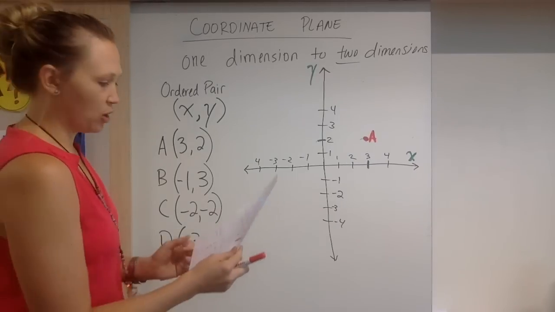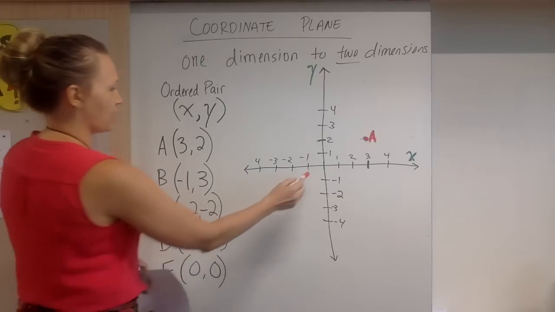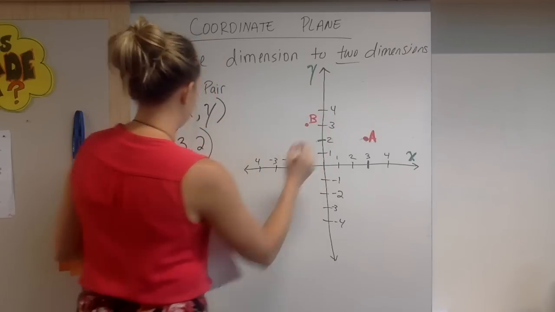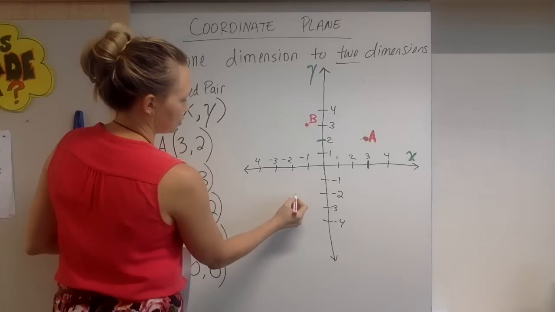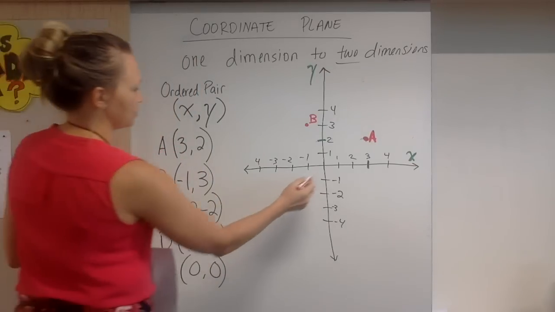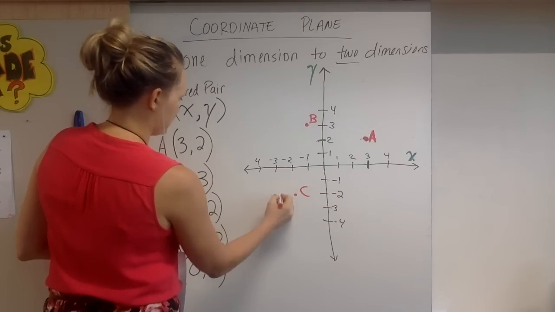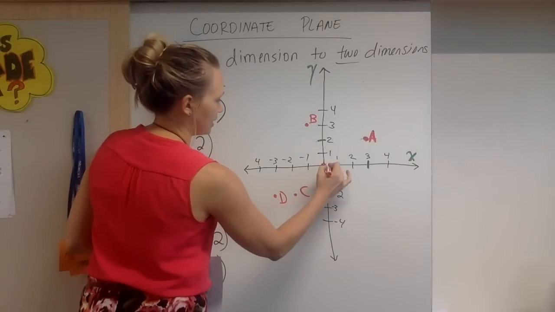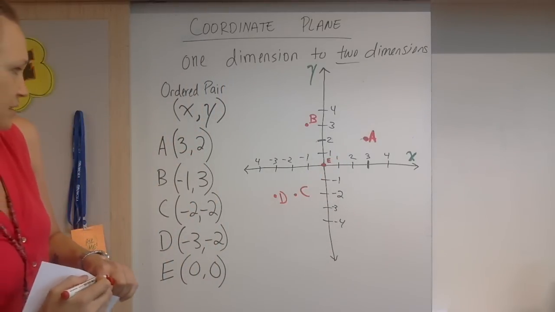All right, welcome back if you paused it. I'm going to go ahead and try to give you the answers here. So we have -1 for x, and 3 should be here. So there's B. C, -2, -2. D is -3, -2. And E is 0, 0. That should be right here. A, B, C, D, and E.